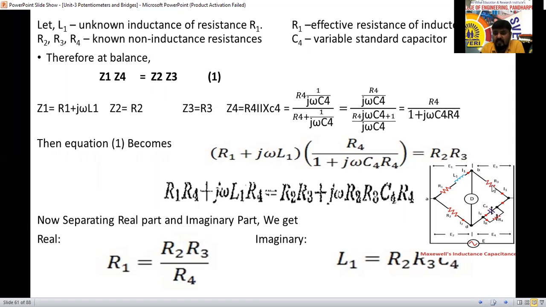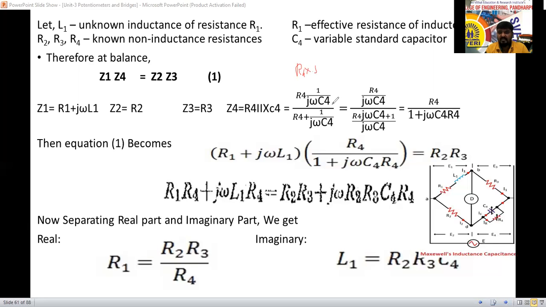Z3 equal to R3. We have written R3 here. Now Z4 equal to R4 in parallel with XC4, but XC4 is the imaginary term. What we have written: R4 times 1 divided by j omega C4, so this equation is like this only. R4 into minus j, we will get for the capacitance here. That is called XC4.